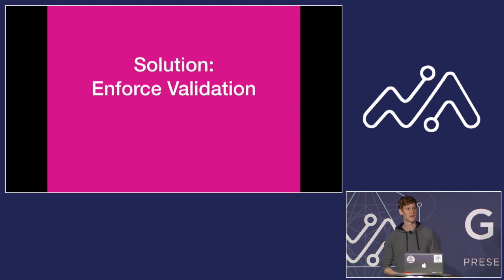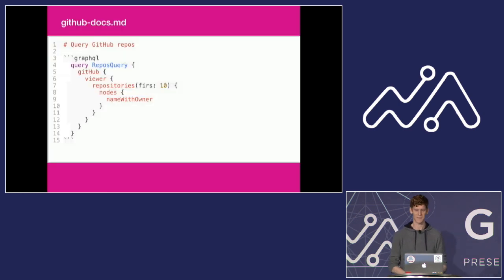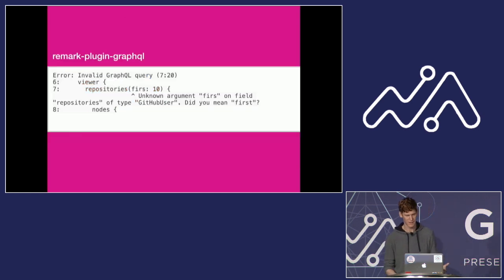So the solution to this is you can enforce the validation. You can use GraphQL's introspection features to your advantage and make sure that when you do make changes to your schema, your documentation gets updated also. So here we have an example of a GitHub doc. This is a markdown file that shows you how to query your GitHub repos. And there's a critical error here. And wouldn't it be nice if when I tried to publish this doc, I got a nice little error that said, OK, this query is invalid.